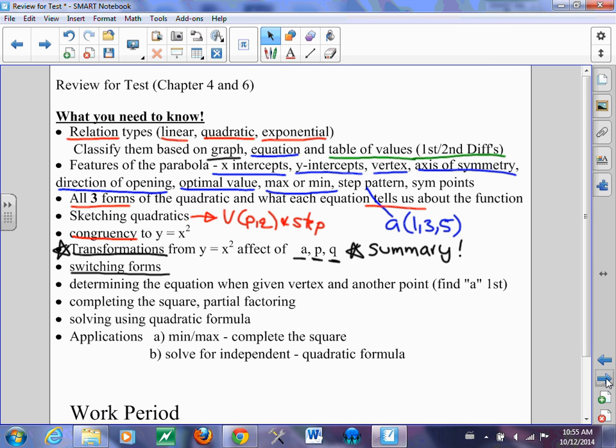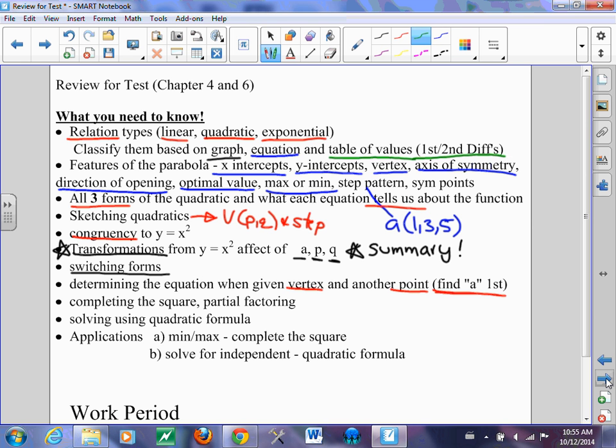Okay, next one, ladies and gentlemen, determine the equation when given a vertex and a point. Remember, the key is to find A first. So you sub in the vertex first into the vertex form. You sub in the point x, y, and then the only variable you have left is A. So find A, and then don't forget to sub them all into the equation.